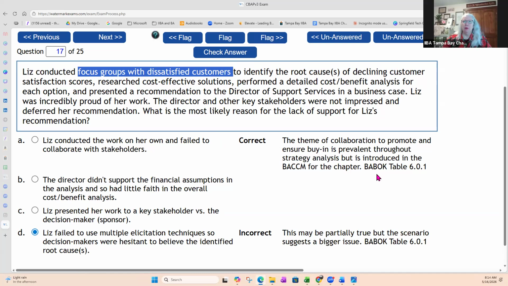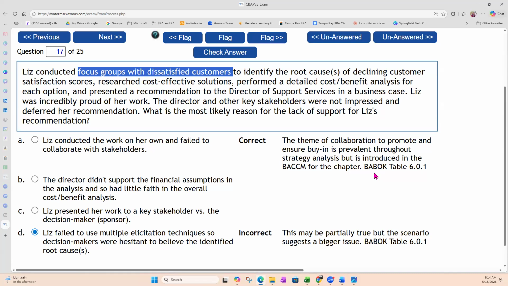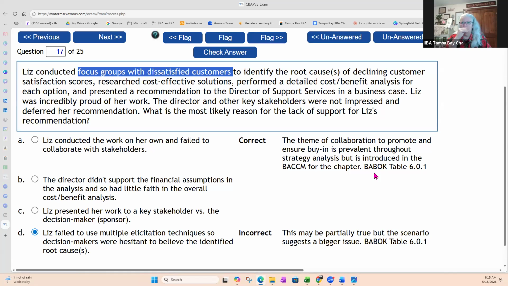It says the theme of collaboration to promote and ensure buy-in is prevalent throughout strategy analysis, but it's introduced in the BACCM for this chapter. So they just want you to be sure that you understand that collaboration to get buy-in, maybe not even to get information, but to get people to go, oh yeah, I see what you're doing. And so they can get behind the project is a really important tactic, and to get people to align with your way of thinking, your reasoning, and support your project. That's the whole reason they put this question in, but I don't appreciate it.